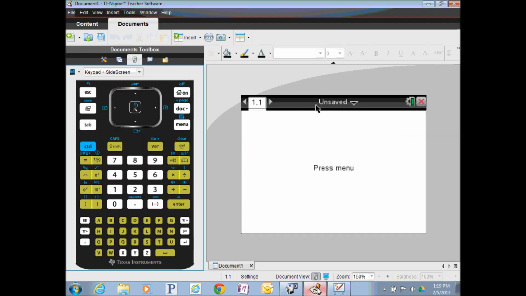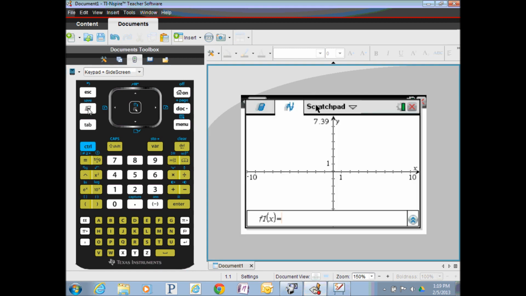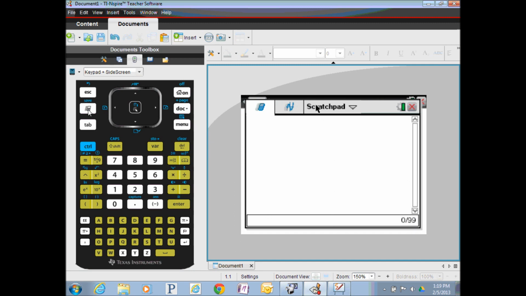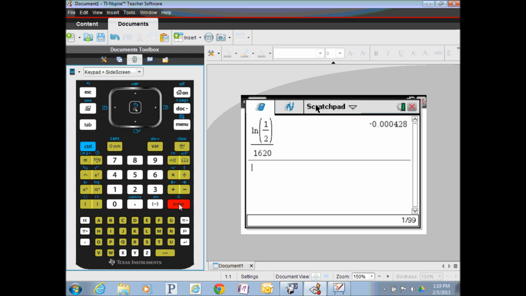So if you go to your calculator, and I've got my Inspire ready to go here, I'll go to my scratch pad, and I want the natural log of 1/2, divided by 1,620. That will tell me what K is. So there's what K is.